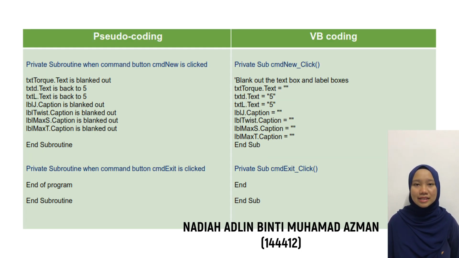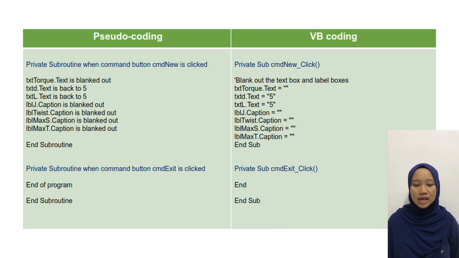Hi, my name is Nadia Adlin Binti Muhammad Azman, and I'll be explaining about command button new calculation. For the pseudocoding, private subroutine, when command button cmd new is clicked, txt.text is blanked out, txtd.text is back to 5, txtl.text is back to 5, lblj.caption is blanked out, lbltwist.caption is blanked out, lblmaxs.caption is blanked out, lblmaxt.caption is blanked out, and end subroutine.